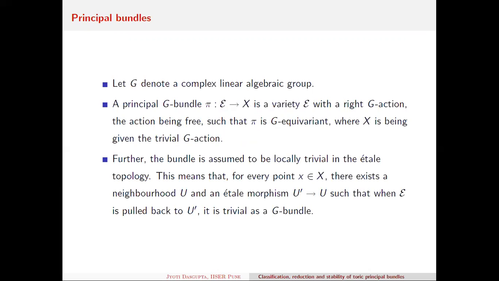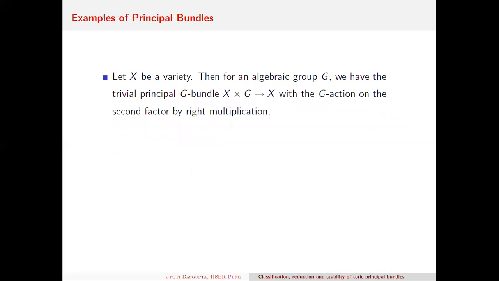So what do we mean by being locally trivial in the étale topology? That means that for every point x in the base space X, we have a neighborhood U of x inside X and an étale morphism U' to U, such that we can restrict our bundle E to U, and when we pull it back via this morphism, what we get is trivial as a G bundle. So what is a trivial bundle?